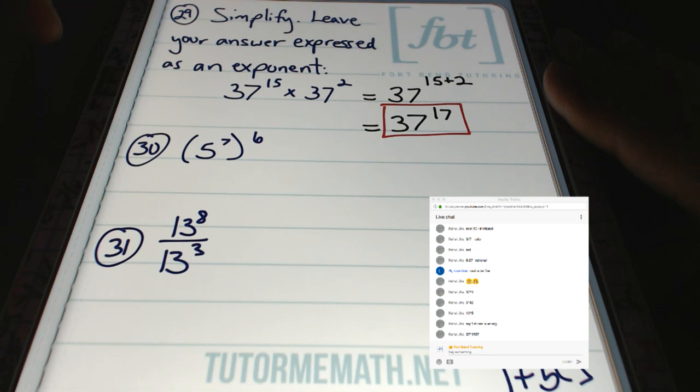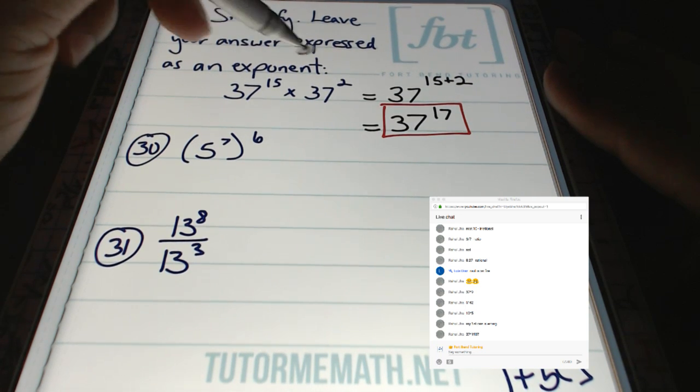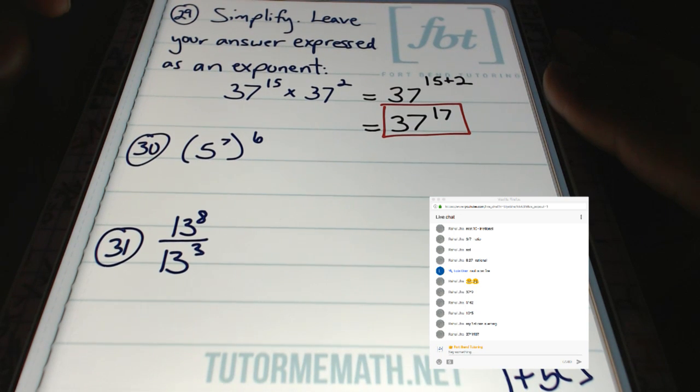So you're going to end up with 37 raised to the 17th power because you add the exponents on those like bases when you're multiplying like bases. So the 15 plus the 2 gives you 37 raised to the 17th power, and done. That's it. Problem number 30, guys.